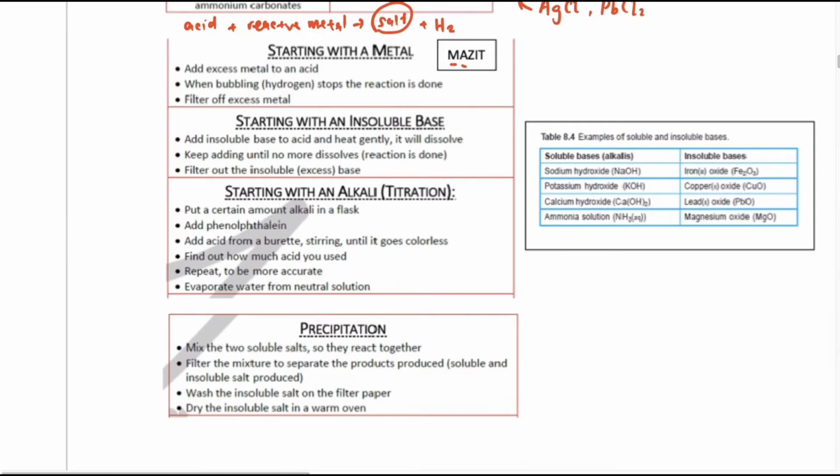Then precipitation. Mix the two soluble salts so they react together. Filter the mixture to separate the product produced. Soluble and insoluble salt are produced. So you filter here.